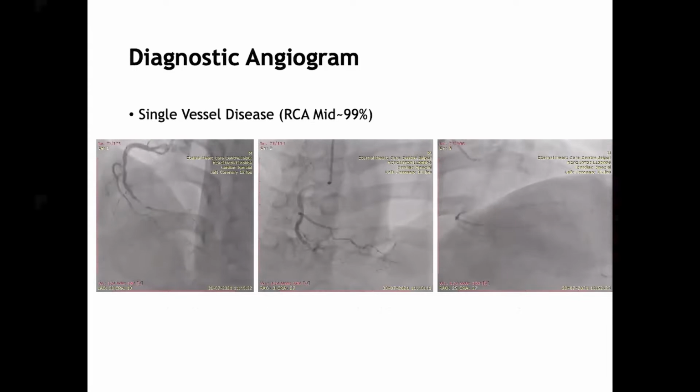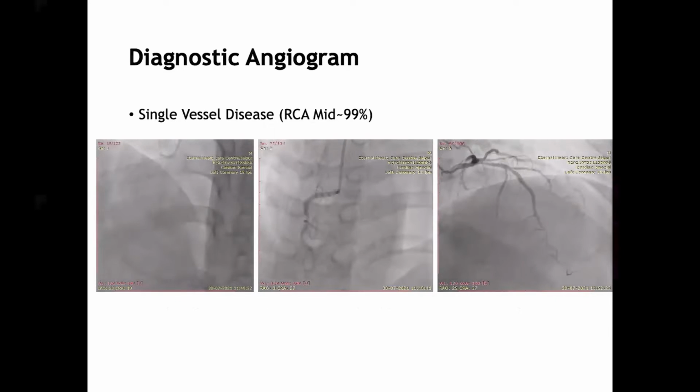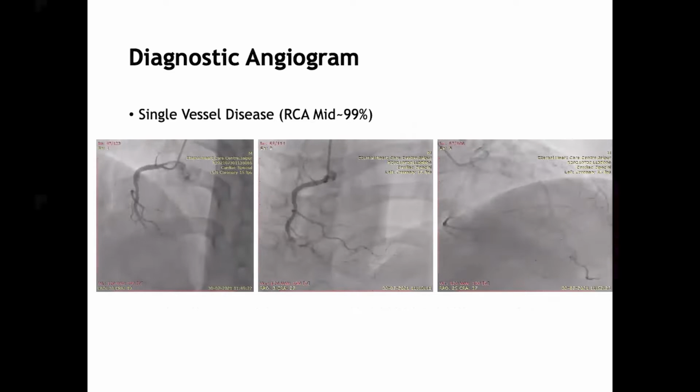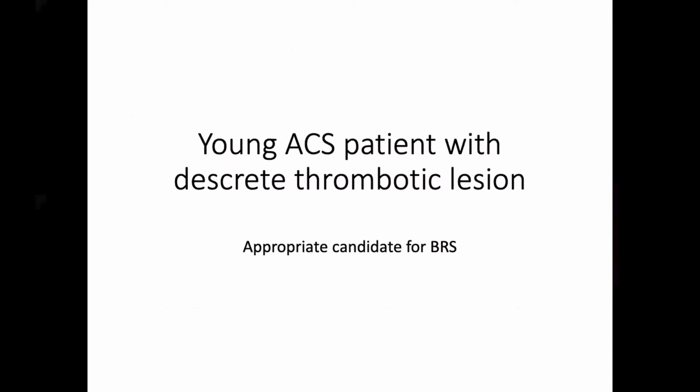There's a 99% thrombotic lesion in the distal RCA just before the crux. The PDA and PRV are a good size, and it's filling from the left system also. So this is a very ideal case: young patient, ACS, with a discrete lesion.